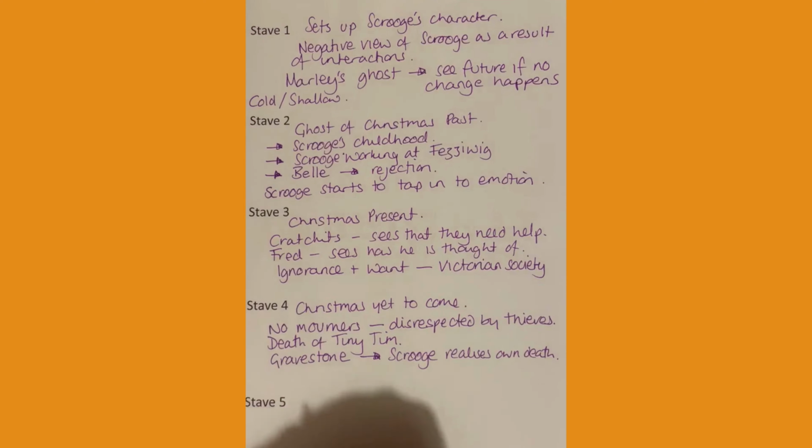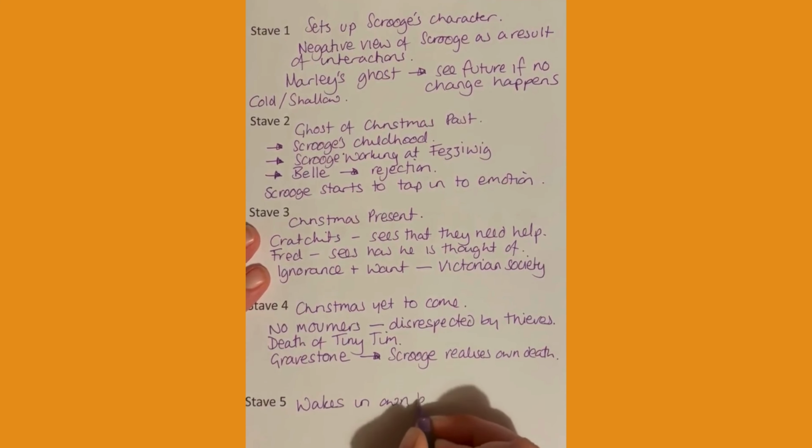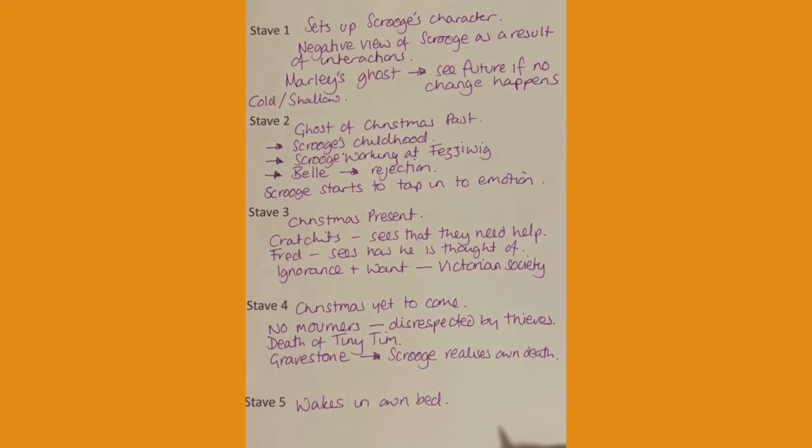Scrooge wakes in his own bed in Stave 5, having been all around the place to see lots of different things. And when he wakes up, he decides that he is absolutely going to change his ways, and he's absolutely going to change everything. So he goes to see the Cratchits, he goes to see Fred, he gives money to charity, and suddenly all of the things that have been pointed out to him as being negative, all of the things that were negative about his character and completely against what we now recognise as the spirit of Christmas, are all turned on their head, and Scrooge himself essentially becomes the spirit of Christmas.